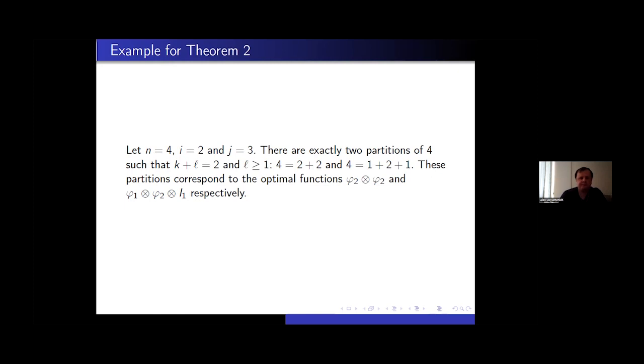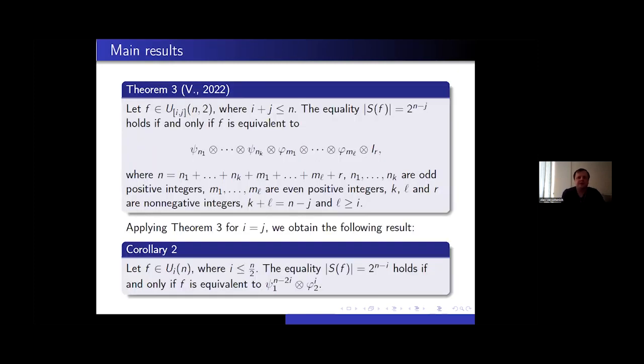And now we consider the second case. In this case, i plus j is less than or equal to n, and we have that the support size of f is equal to 2 to the power n minus j, if and only if f is equivalent to the following tensor product.